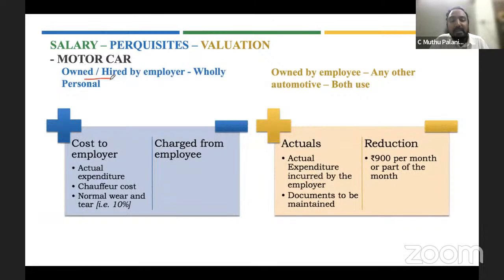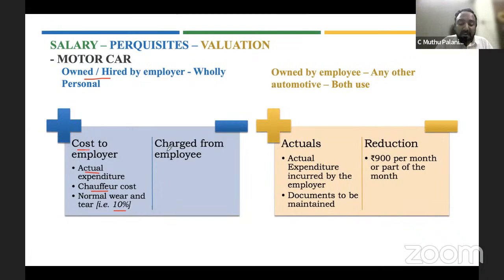The first situation we are going to understand is a motor car that is owned or hired by the employer, and it is wholly personal. Which means it's automatically a perquisite. Now, what should be included and what should be reduced? Cost to employer should be included. What do you mean by cost to employer? Actual expenditure: actual fuel, actual repair and maintenance, actual driver cost. All this should be included, plus normal wear and tear, that is 10%. So actual expenditure, actual driver cost, plus 10% for normal wear and tear.